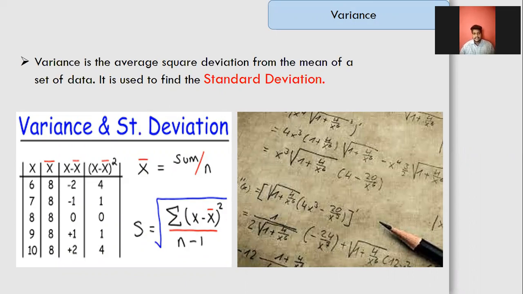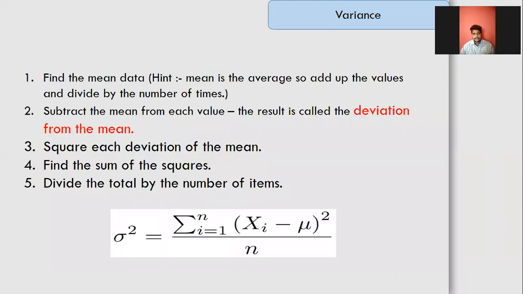So here is the formula of variance. S squared is equal to the summation of (x minus x bar) squared upon n minus 1. Variance: find the mean of the data. Hint, mean is the average. So add up the values and divide by the number of items.